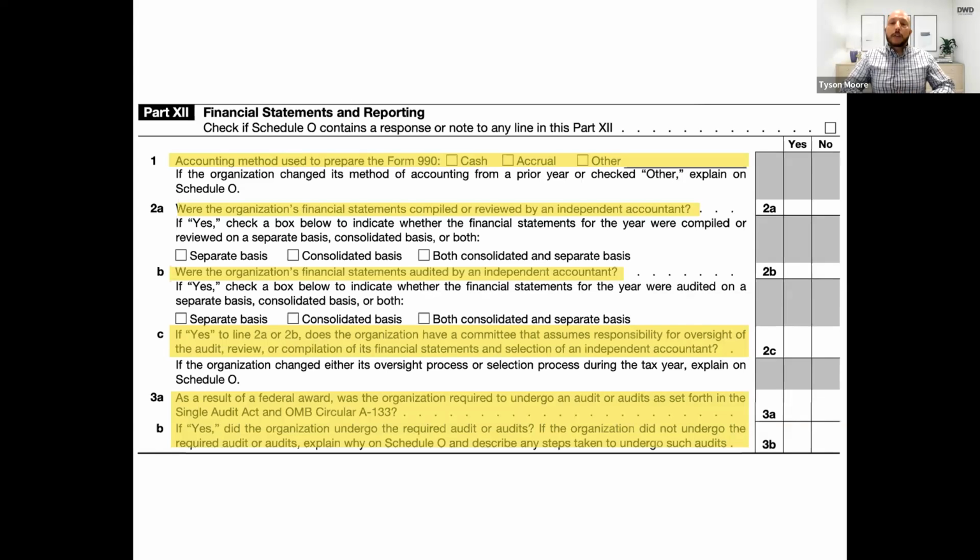And then finally, it asks, are you required to have a single audit? So those organizations that spend over $750,000 of government funds during the year are required to have this type of audit done. So just make sure that if you have that audit done, you're checking this yes, that you did have it and it was completed. So that was a run through of the highlights on the core Form 990.